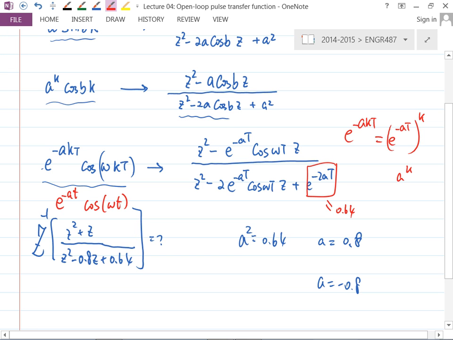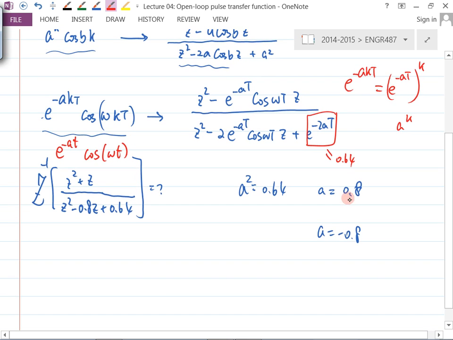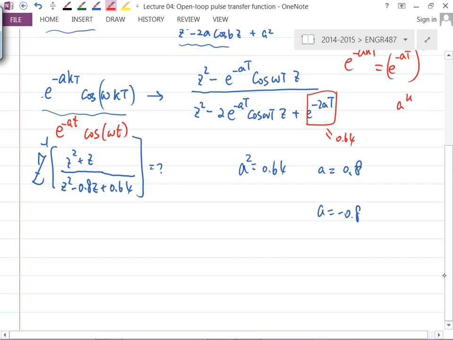Now, coming back to this question: in the previous lecture I gave you the result if A is 0.8. Now the question is, if A is negative 0.8, what will be the result? To save time, I will leave that as an exercise, but I'll give you the result here so you can verify yourself.